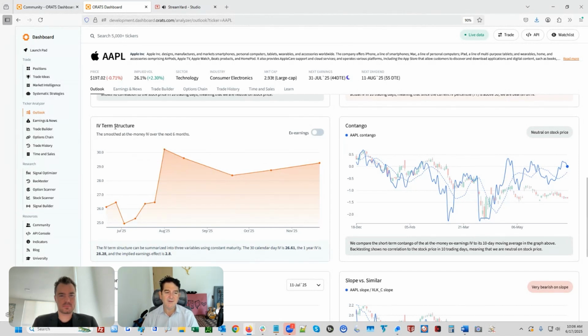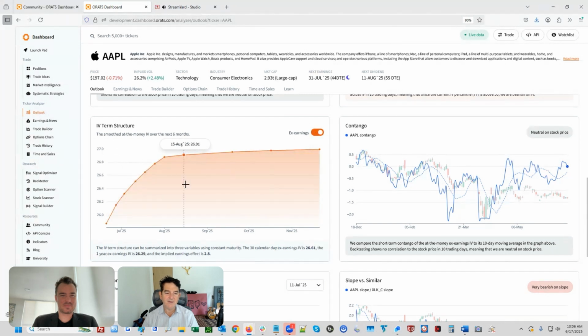So this is the actual term structure, meaning all these points are expirations in Apple. You can almost guess when the earnings is, right here. But you can also click on X earnings and it really smooths it out. I mean, that's incredible, right? So this is what it actually looks like if you take out the earnings effect.